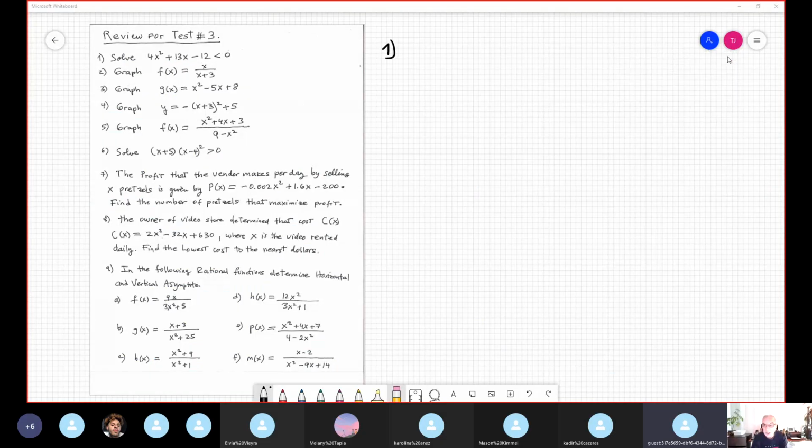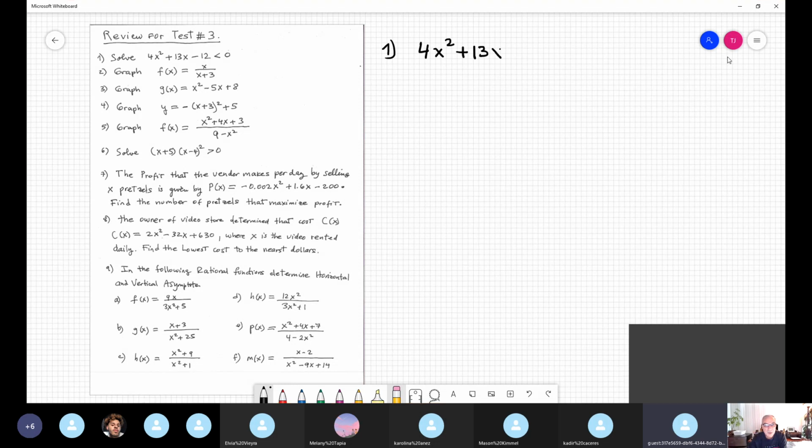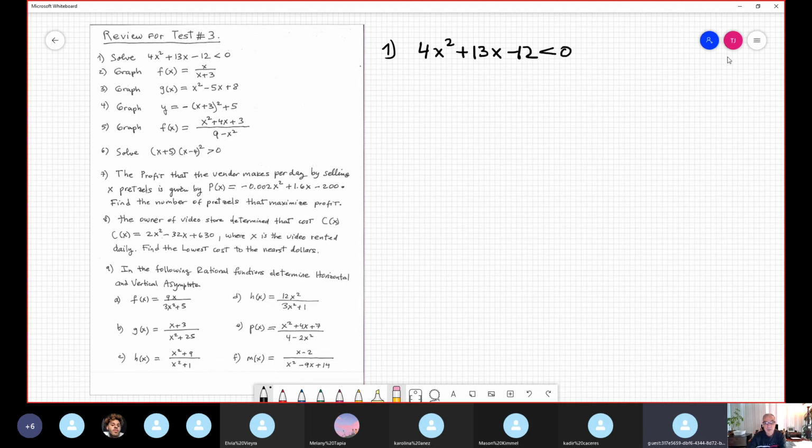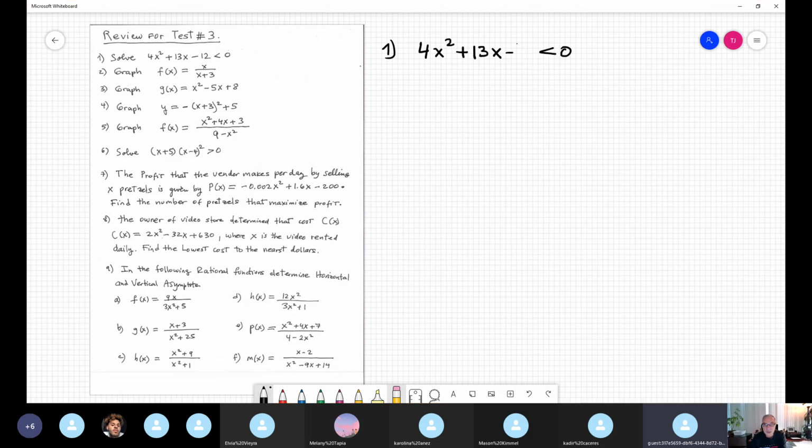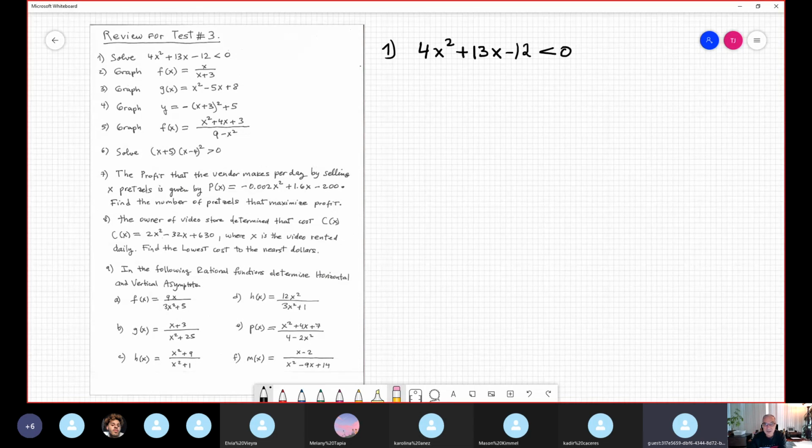Now I copy again equation number 1, 4x squared plus 13x minus 12, less than 0. This is a typical polynomial inequality. With a polynomial inequality, you always need to guarantee that the right-hand side is 0. Oh, it's already 0.